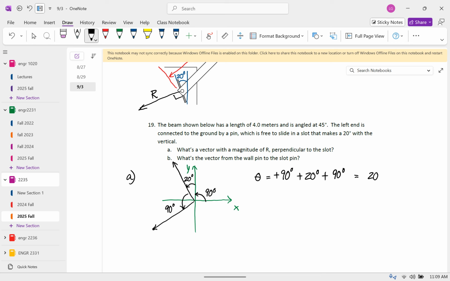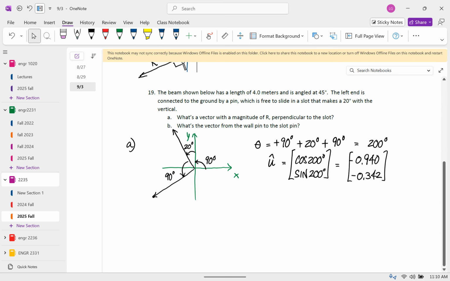And I get an angle of 200 degrees. So our unit vector is going to be the cosine of 200, sine of 200. And I think that gives negative 0.940, negative 0.342. Now that we have the unit vector, now we just multiply by the magnitude.